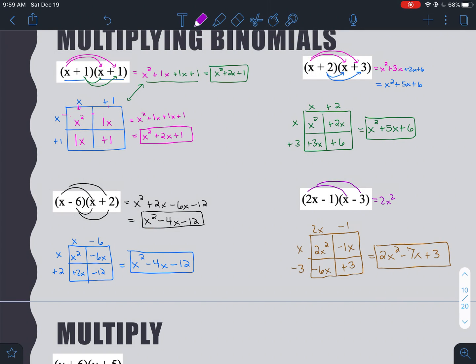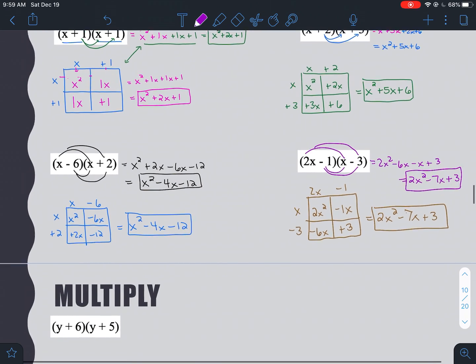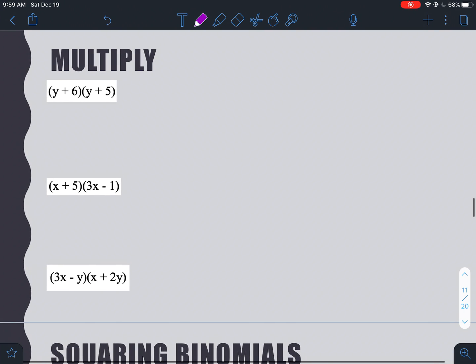Or using the distributive method, 2x times x is 2x squared. 2x times negative 3 is negative 6x. Negative 1 times x is negative 1x. And negative 1 times negative 3 is positive 3. Combining like terms, 2x squared minus 7x plus 3. All right, so you guys go ahead and use whatever method you like best and multiply these three binomials times a binomial.